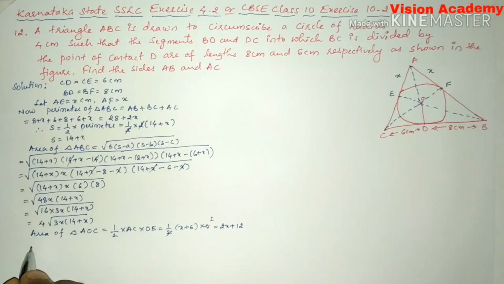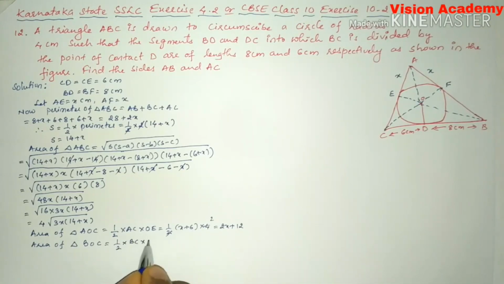Next we will write area of triangle BOC is equal to 1 by 2, half, into base BC into OD, the height. So half into BC, which is 14, into height OD, which is 4. So 2 1s are 2, 2 7s are 14, so 7 4s are 28.